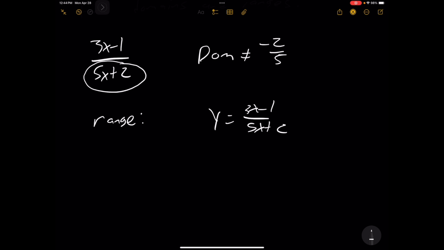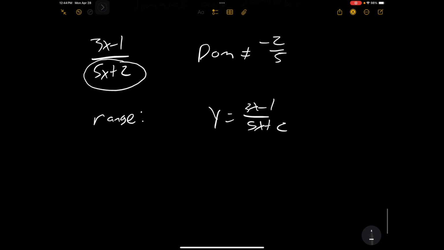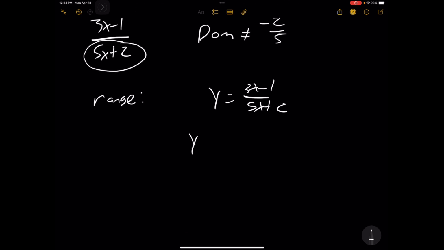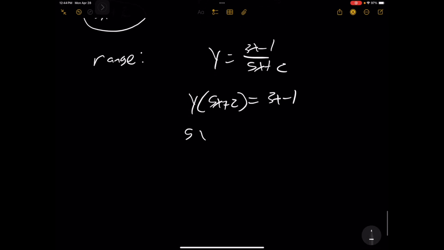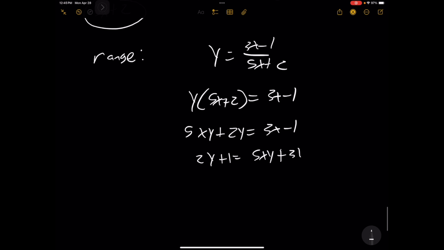I could start by just solving for x. I could work through and solve for x. So I could say this is y times 5x plus 2 equals 3x minus 1. 5xy plus 2y equals 3x minus 1. We can bring our x terms to one side. We get 2y plus 1 is equal to 5xy plus 3x. There's a negative sign here. I could pull my x out and divide, and what I'm left with is x is equal to 2y plus 1 over 3 minus 5y.